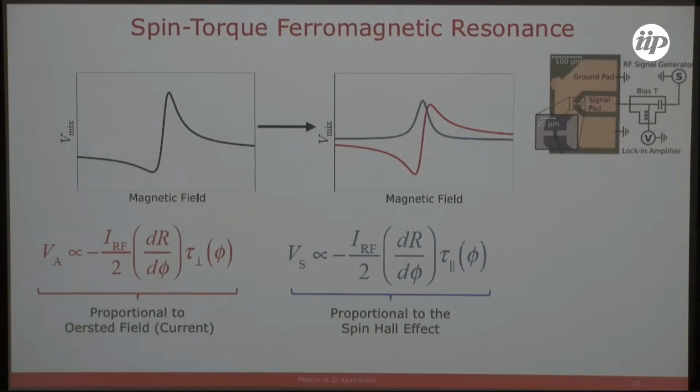So if I assume that the out-of-plane torque is just due to the Ørsted field, which is proportional to the current, and this in-plane torque is just proportional to the spin-Hall effect, for example, if I divide one over the other, I get something that's proportional to my spin-Hall efficiency, right? So that's why it's so easy, in principle, to extract this value. I'm doing a little bit of simplification over here. It's a little bit more complicated than that, but that's the spirit of it.